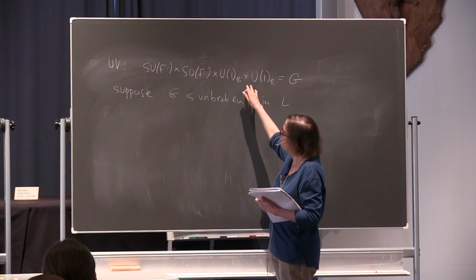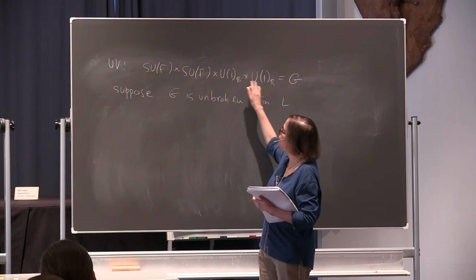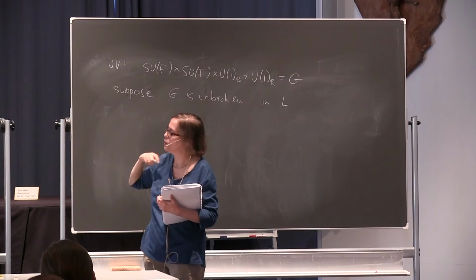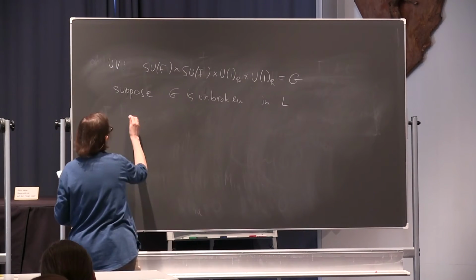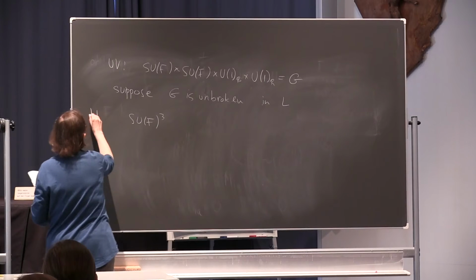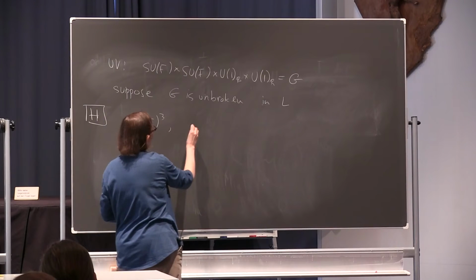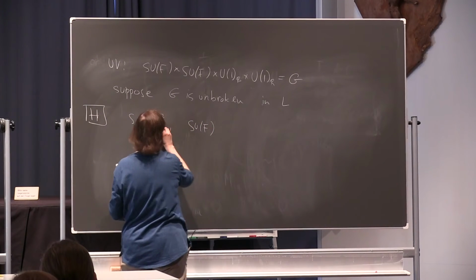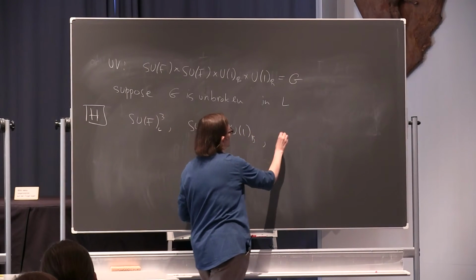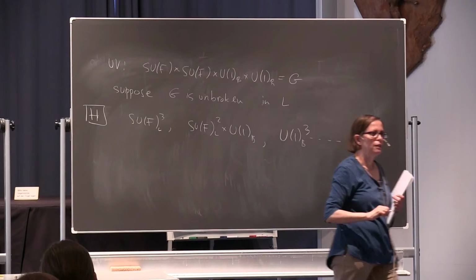Now, in this case, I can't do that. And why can't I do that? Because there are all sorts of anomalies that appear here. I know the original theory, and I can calculate the contribution to various anomalies. So there is an SU(F) cubed anomaly. I'm talking about the high energy theory, or the UV theory. There's an SU(F)_L squared times U(1)_B, there's U(1)_B cubed, and a whole host of other anomalies.